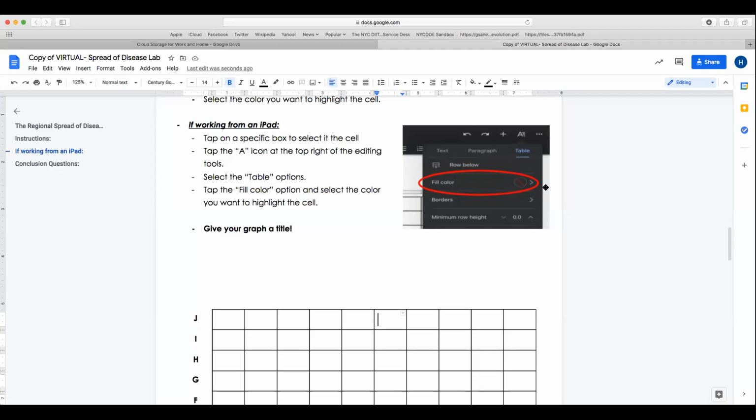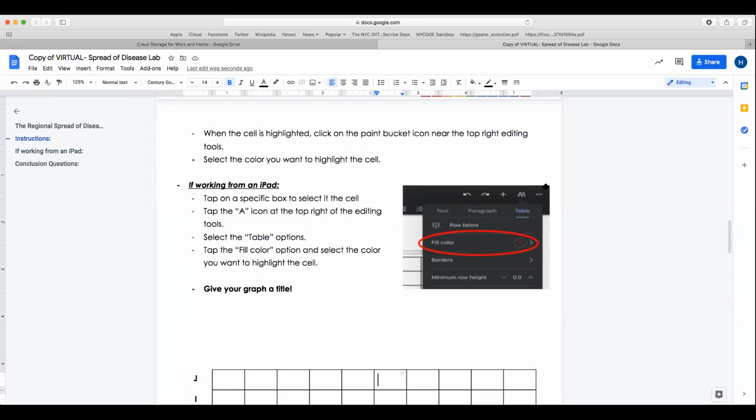Was that able to work for you, Caden? I'm just coloring it. Yeah, okay, so Caden also said, Caden's working from an iPad and said it may be easier to just fill in the color, like if you have a stylus or if you want to use your finger to just shade in the box, that's fine as well. So please just do whatever is easiest for you.